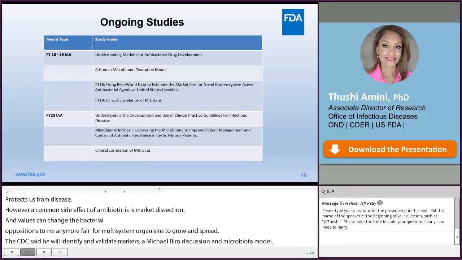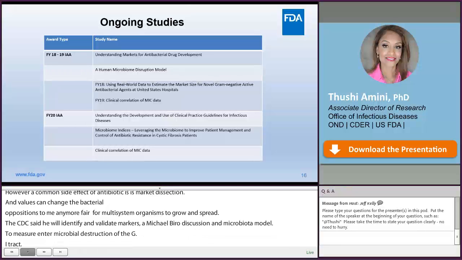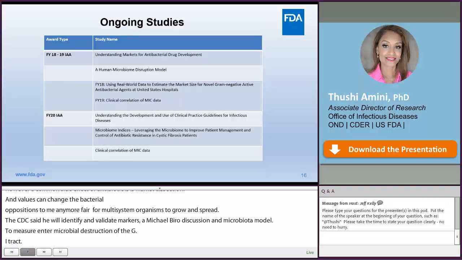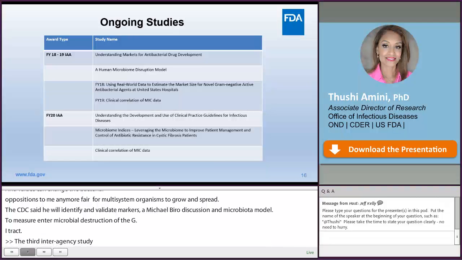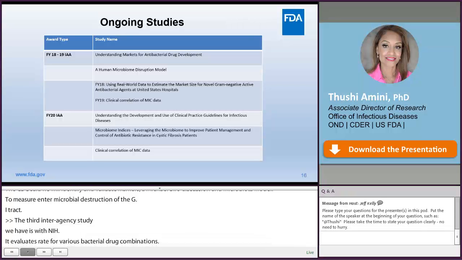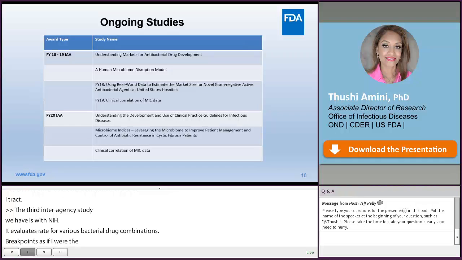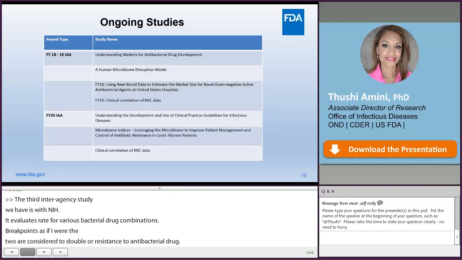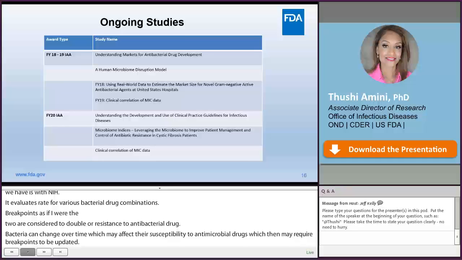The third interagency study we have is with NIH, and it evaluates breakpoints for various bacterial drug combinations. Breakpoints identify whether bacteria are considered susceptible or resistant to a particular antibacterial drug. Bacteria can change over time, which may affect their susceptibility to antimicrobial drugs, which then may require breakpoints to be updated. NIH is helping us evaluate gram-negative bacteria and drug combinations in the CERNER database to determine if a relationship exists between minimum inhibitory concentration, or MIC breakpoints, and clinical outcomes, and whether there is an increase in mortality across a range of MIC values.